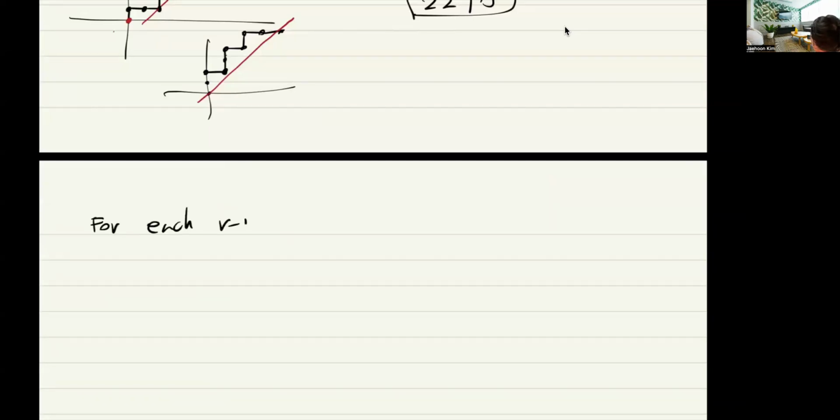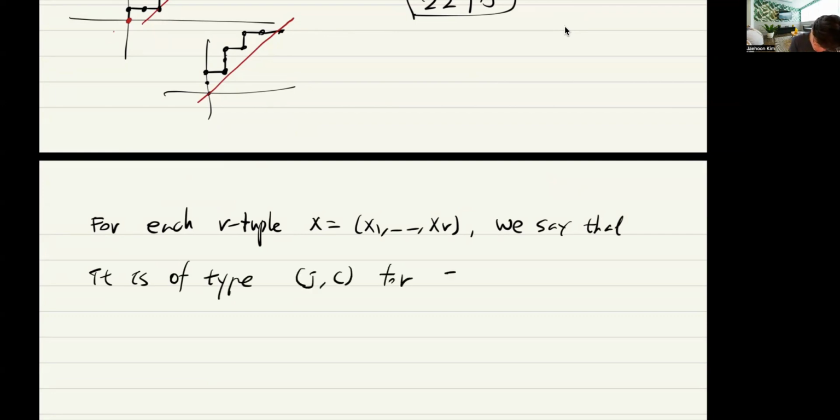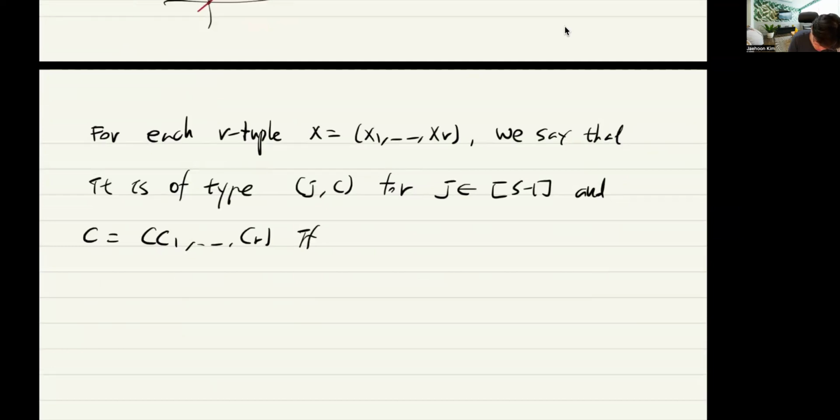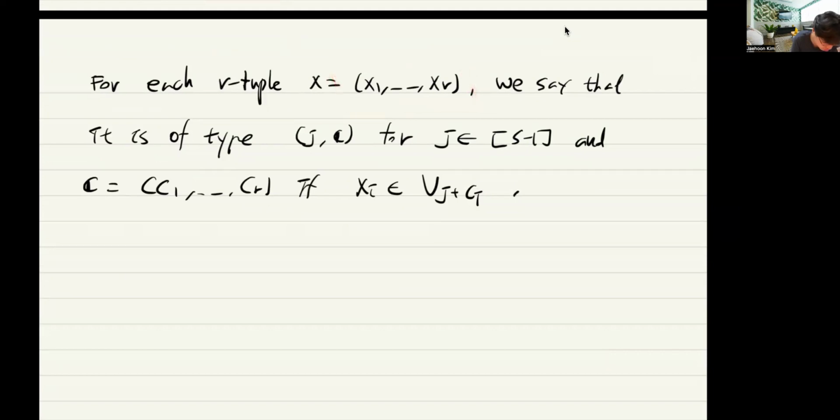So let's consider the following and how we count this. Let's say you have an R tuple, x1 to xr, and we say that it is of type j, c for some j in here, and some c, which is a tuple of c1 to cr, and let's write it as bold c, if xi is in bj plus this ci. Then each tuple of r vertices has a type, and we say that the C is legal if this way of choosing satisfies what we want.